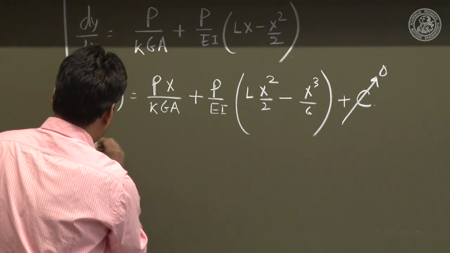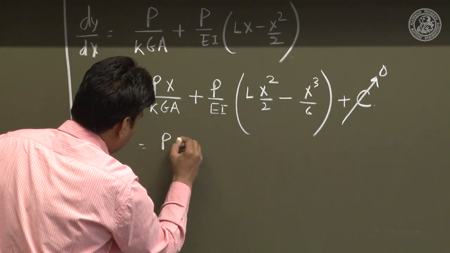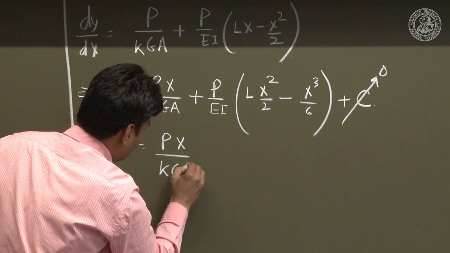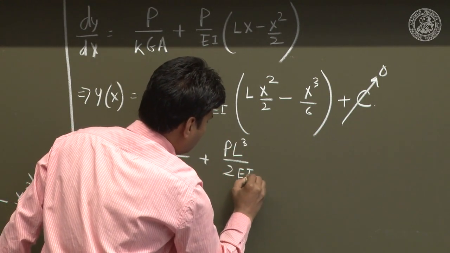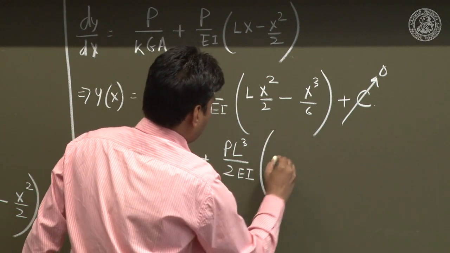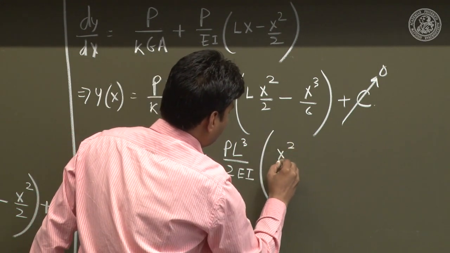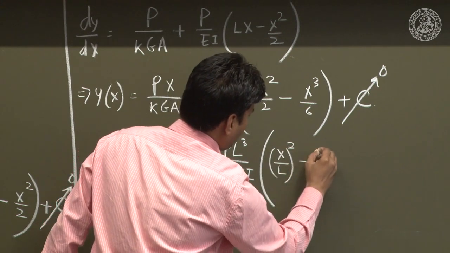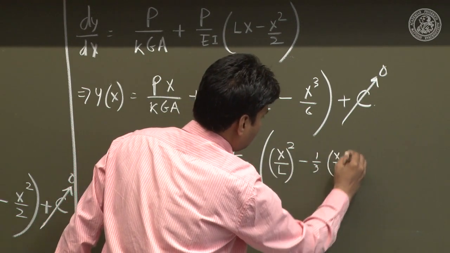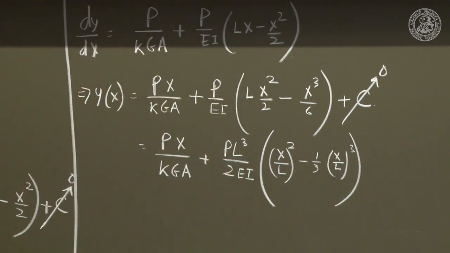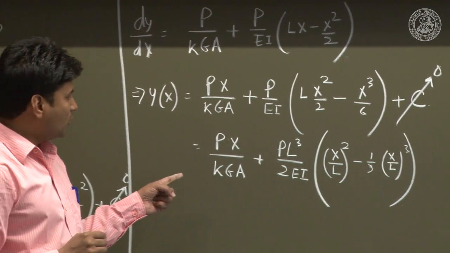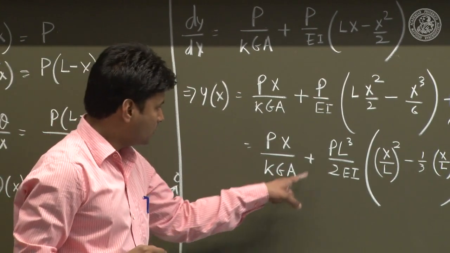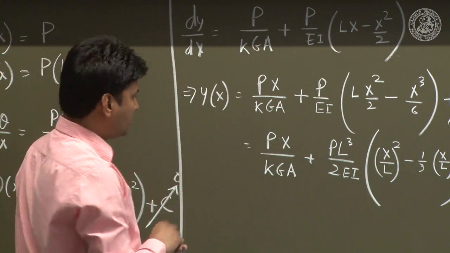If I want to write it in a slightly modified fashion, you could write it as Px over kGA plus PL cubed over 2EI times x over L whole square minus 1 over 3 of x over L whole cube. So you remember what you got for the Euler? We solved the same problem using Euler-Bernoulli theory. How does it look different from the Euler theory? Presence of the first term, right? So that's the contribution of shear.